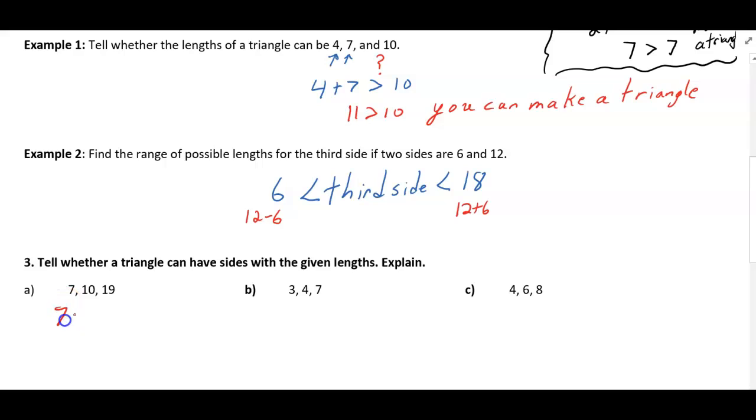So in letter A, I would ask myself, is 7 plus 10 bigger than 19? Is 17 bigger than 19? No. So you cannot make a triangle. I'm going to just write no triangle here. You cannot form a triangle.